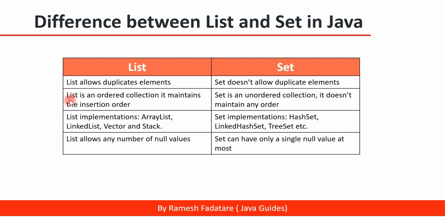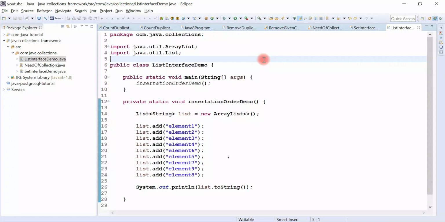The next difference is that list is an ordered collection. It is also called a sequence and it maintains the insertion order. It means that whenever we display a list, it displays all the elements in the same order that we inserted them into the list. Whereas set is an unordered collection, it does not maintain any order. Alright, so let me demonstrate this point with an example.